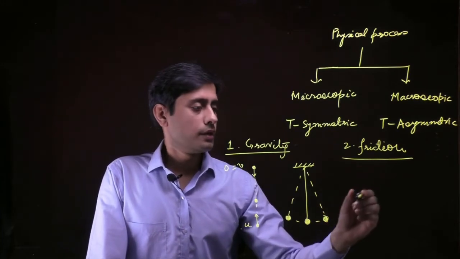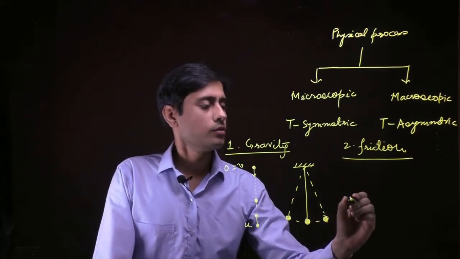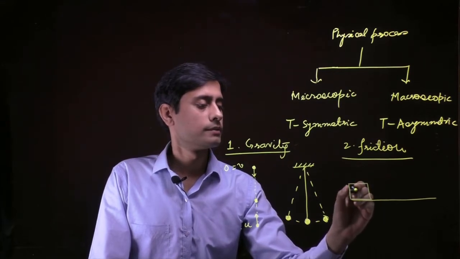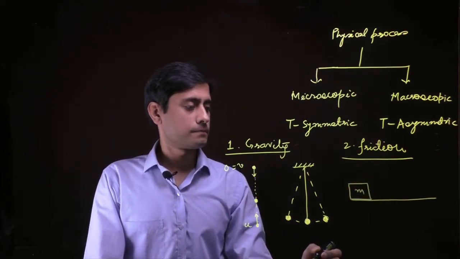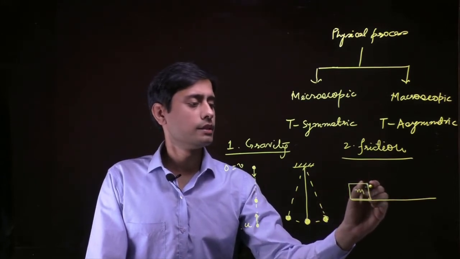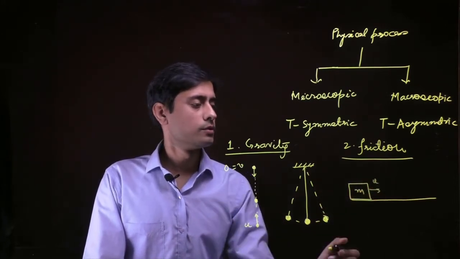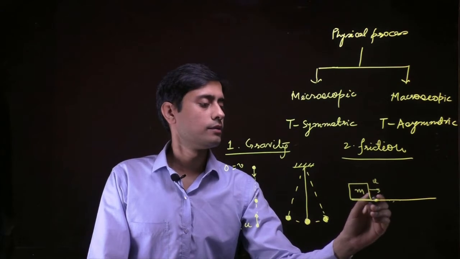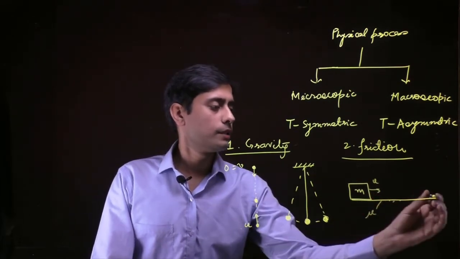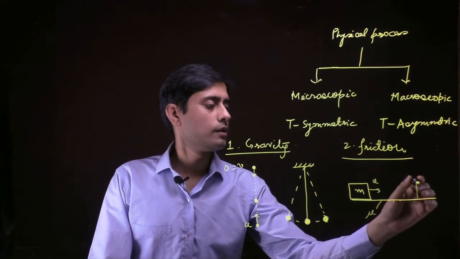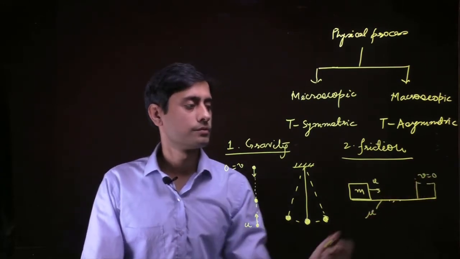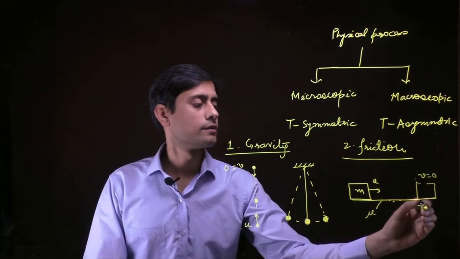So another example is friction. There is a surface and we have a block of mass. Now this block of mass is moving with some initial velocity u, and the surface is rough. There is some friction coefficient mu. Now after some time, this block will come to rest. So v will become 0 and it will be at rest.